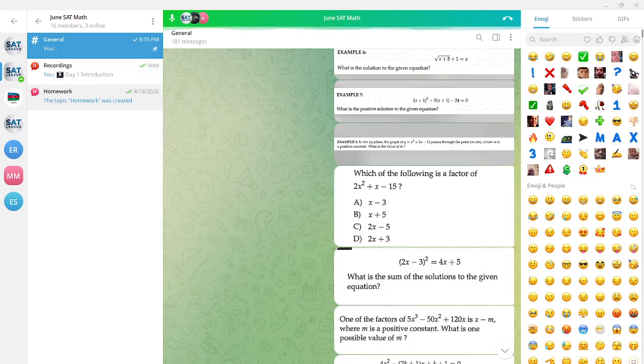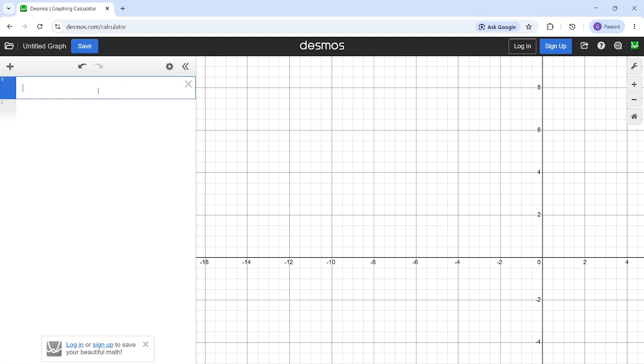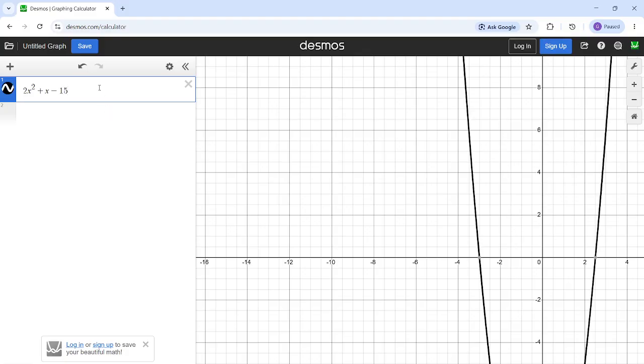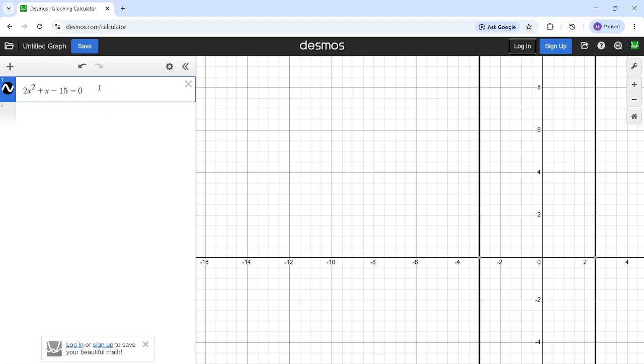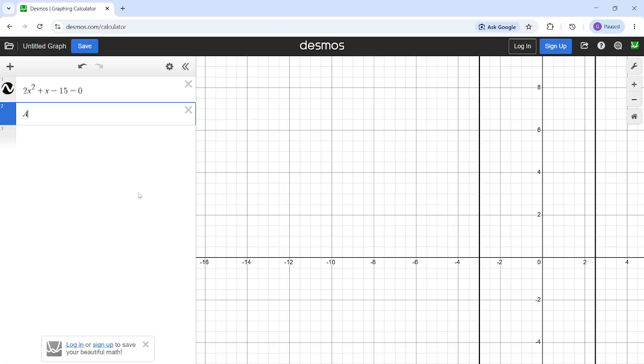So if we write down the equation, 2x squared plus x minus 15, you also have to equalize it to 0. This is the rule, this is the trick, how it works. Equalize it to 0, and then try out all the answers here. So A is x minus 3, x minus 3 equals 0.